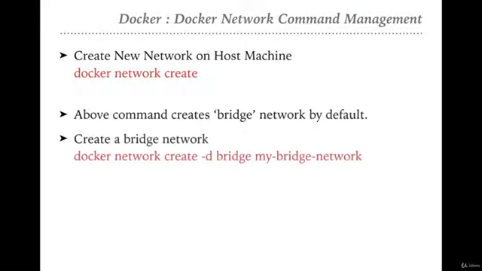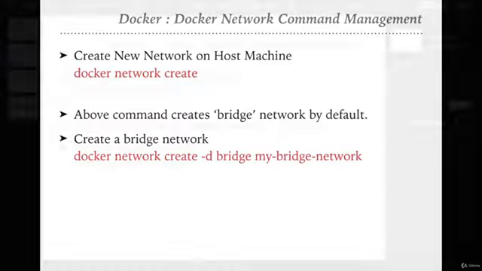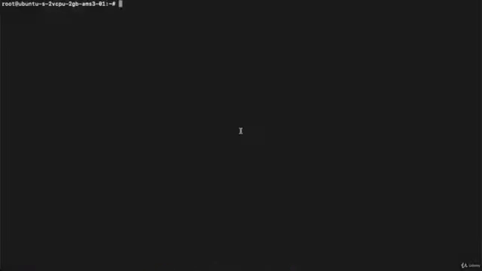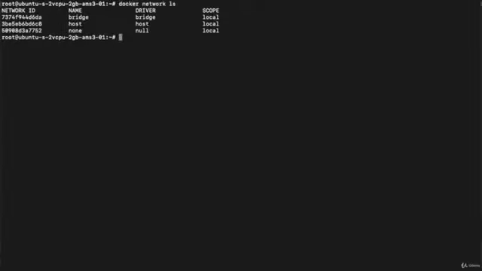Now suppose we want to create a bridge network explicitly, then the command is docker network create -d, for the driver, then bridge, then your network name, right? So let's see how we can create a network. Right now I am on my terminal and I will execute the command docker network ls. So we can see three networks are running on my machine. Now I will create a new network with the command docker network create and I name it my network.